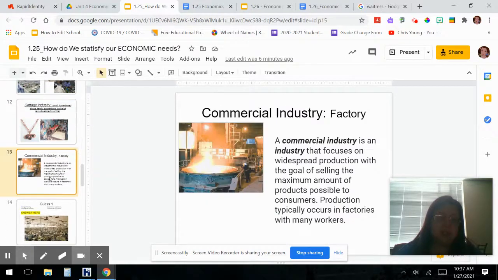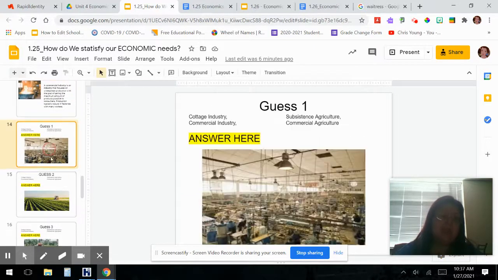More pictures of a cottage, more pictures of a commercial. Let's look at this one. When you are looking at these and you have about 5 of these that you have to work through, I need you to answer 2 questions, okay? First, is it industry or agriculture? Industry, are they making something or are they growing something?